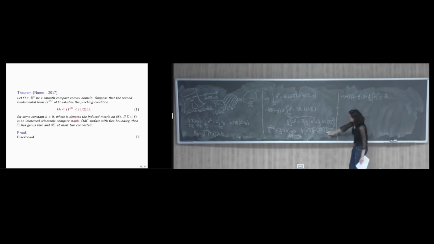But you have this estimate here. So you have now 4 pi, right? And of course, when you talk about CMC surface, you consider here that H is nonzero, right? So you have that this is bigger than 4 pi. So you have that 2 minus pi, minus J, sorry, is bigger than 1. So you have that J is less than 1. So you have that J is equal to 0. All right. So you have that the surface has genus zero.